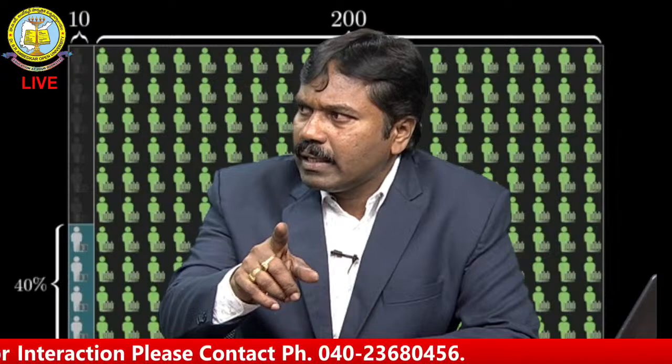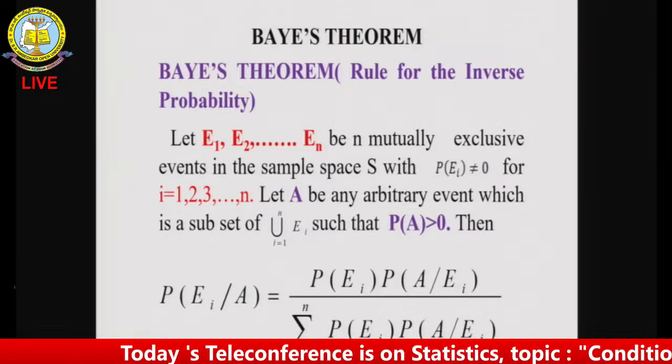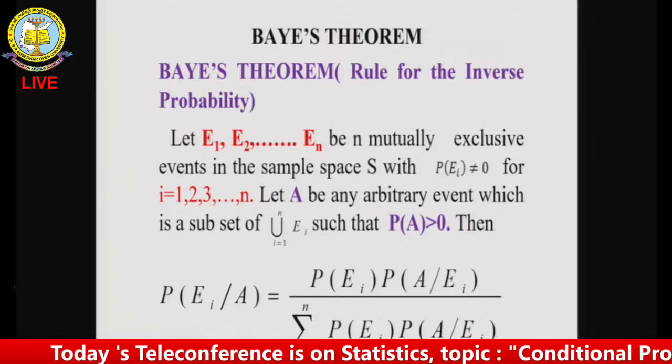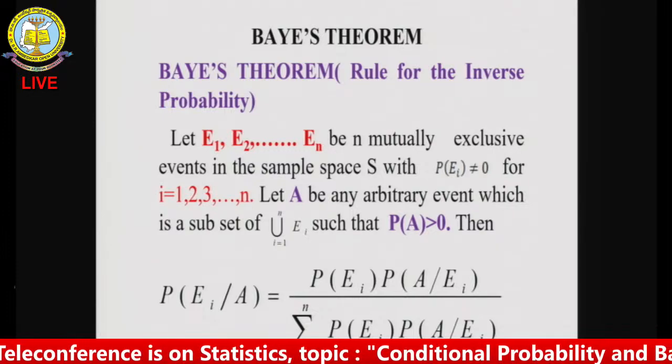That means the union of i equal to 1 to n of Ei, such that probability of A is greater than 0. Then probability of Ei given A is equal to probability of Ei times probability of A given Ei, divided by the sum over i equal to 1 to n of probability of Ei times probability of A given Ei. That is nothing but the total probability.